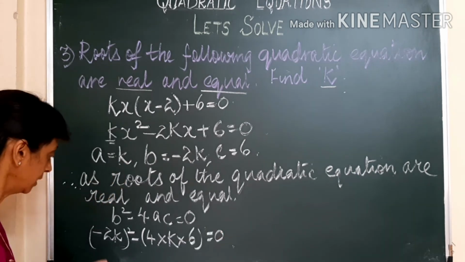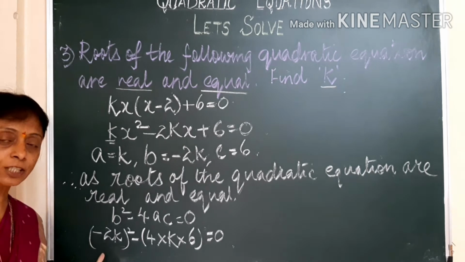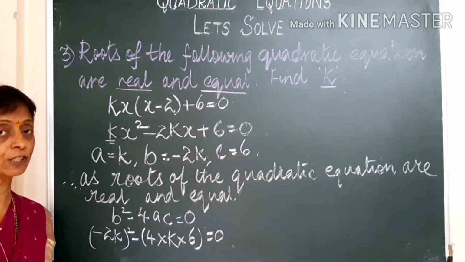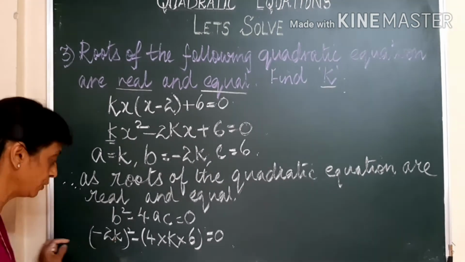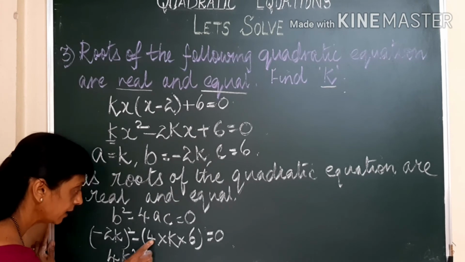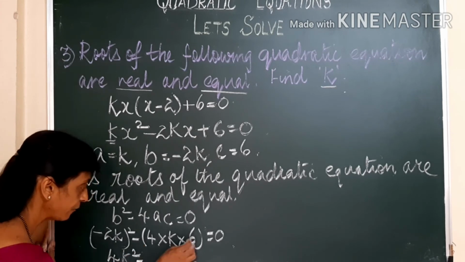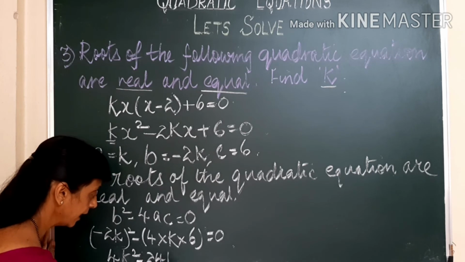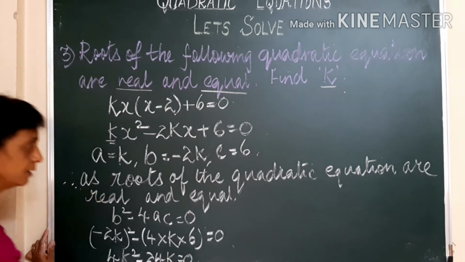Let's solve it further. Minus 2k into minus 2k. Minus into minus gives you plus. 2 into 2 gives you 4. k into k gives you k square. Now we have minus 6, 4 sixes are 24, k, which is equal to 0.